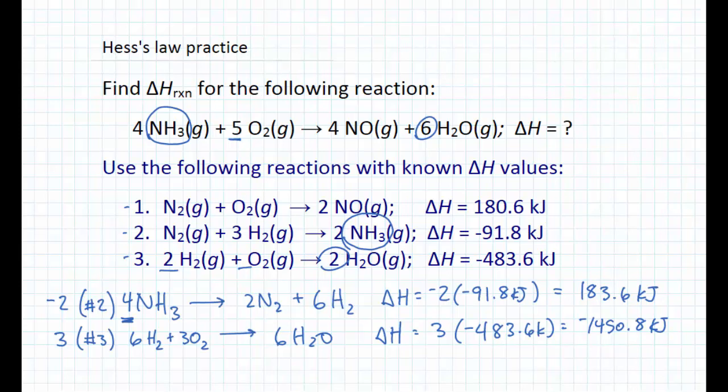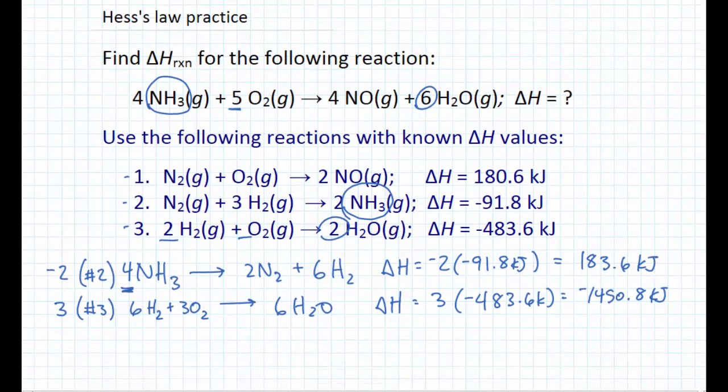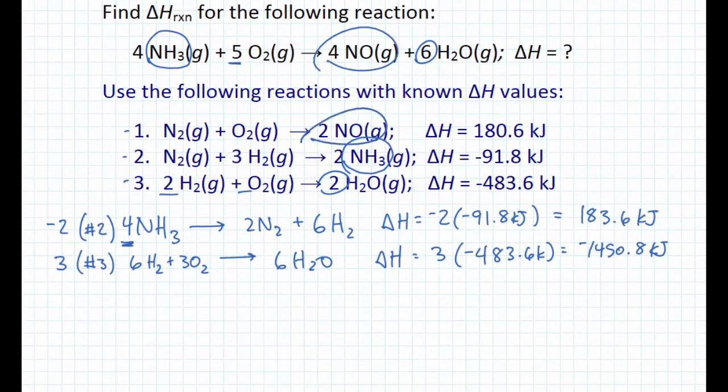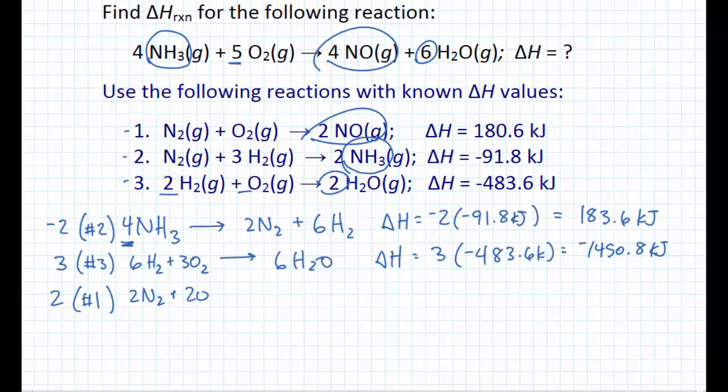So we figured out what to do with equation 2, equation 3. What about equation 1? Yep. Let's double equation 1 because of the NO. So, see how that works? So, 2, 2, 4, so 2 times 180, 361.